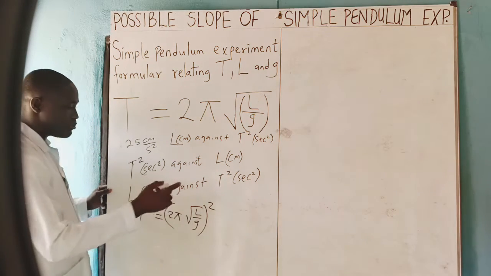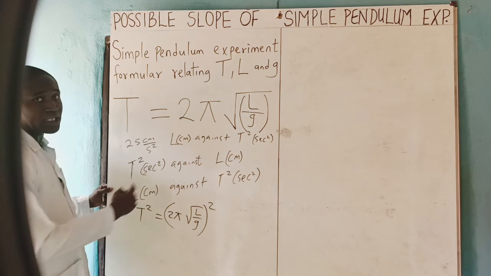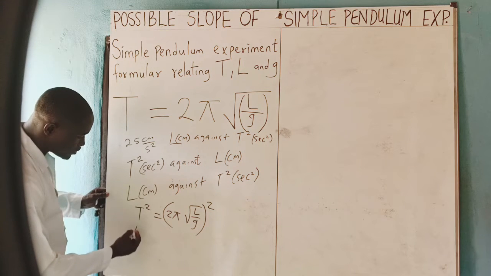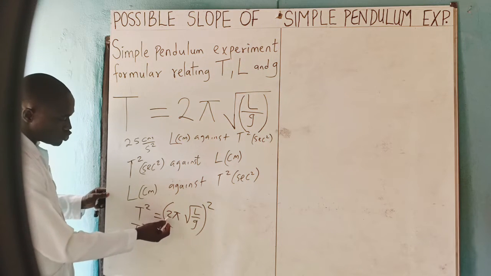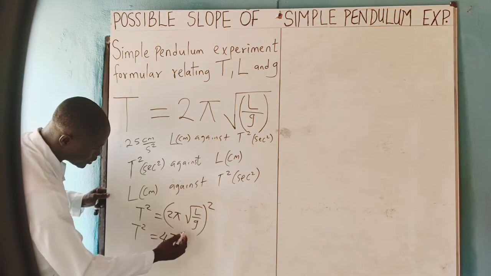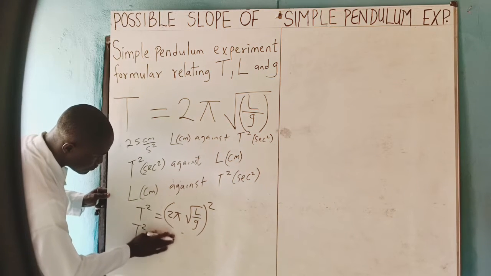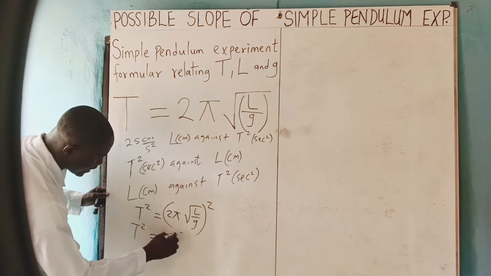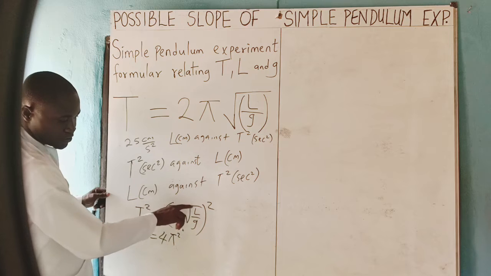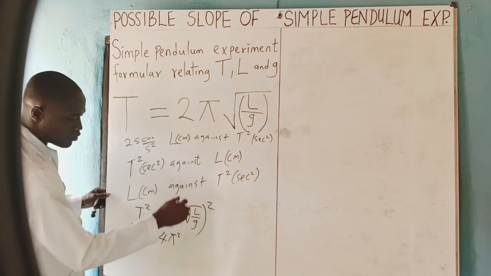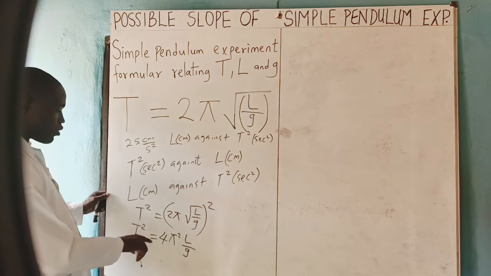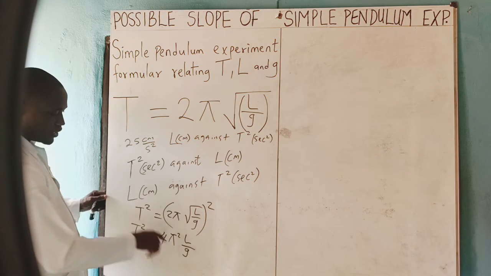I am squaring both sides, because what you do on the left hand side is what you do on the right hand side so that it will be balanced. Okay, T squared obviously will be T squared equals 2 raised to the power of 2, 4. Pi raised to the power of 2 is pi squared. Then square root is here. Square root is the opposite of power of 2. So here will be L over what? G. So you have gotten T squared equals 4 pi squared L over G.